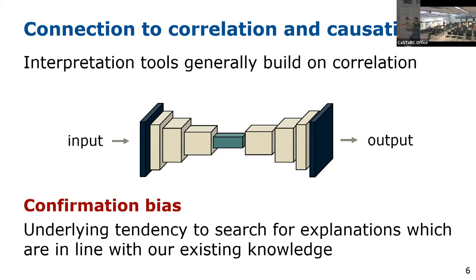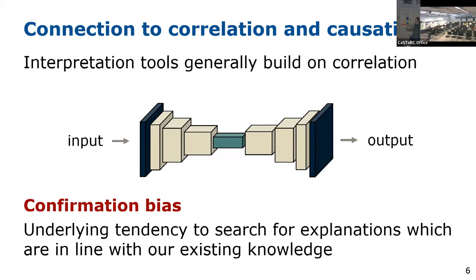Yes, so neural networks normally build on correlation because this is what they do and what they are used for. And so also the interpretation tools will give you insights into the correlation, not necessarily the causation. This is not necessarily a bad thing, but we need to be aware of this. And this is one thing I want to mention here.